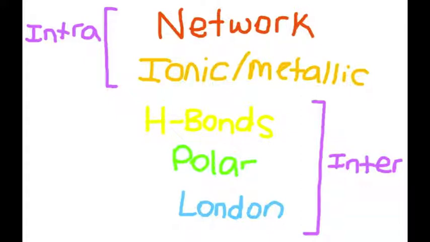Different IMFs are stronger than others. The strongest IMF is network. After network comes ionic and metallic, and they are interchangeable; which one is stronger depends on the case. After that come H bonds, and then polar molecules, and then London. All H bonds are polar and have London forces, and all polar molecules also have London forces.